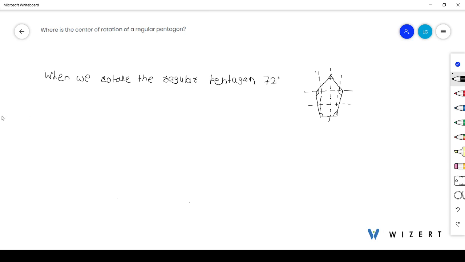72 degrees about its center, it will look exactly same. Hence, center of rotation of regular pentagon is when we rotate the regular pentagon 72 degrees about its center.